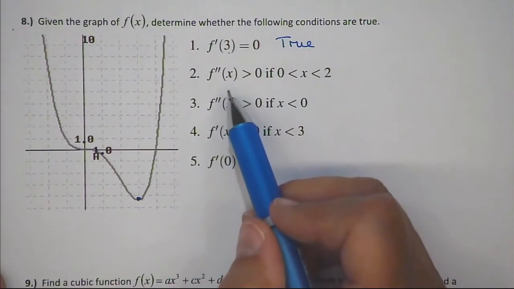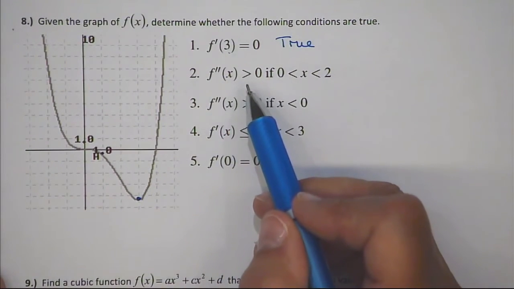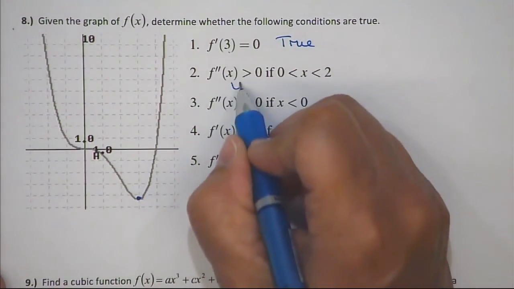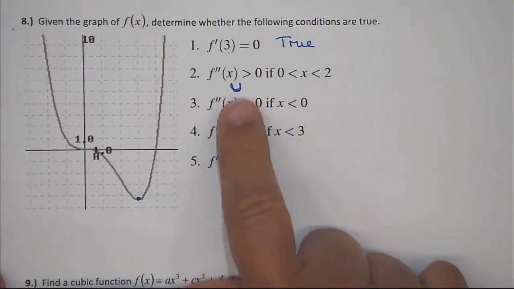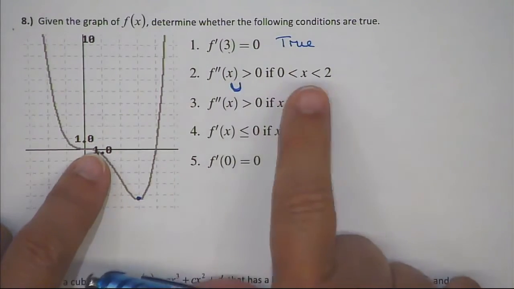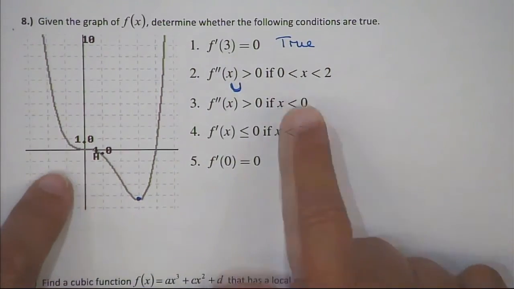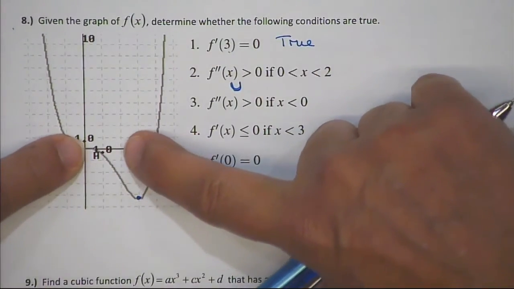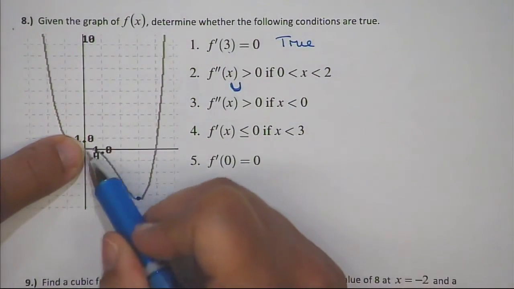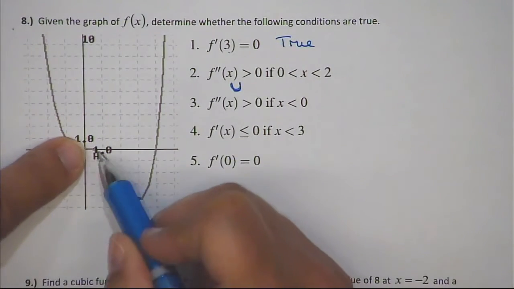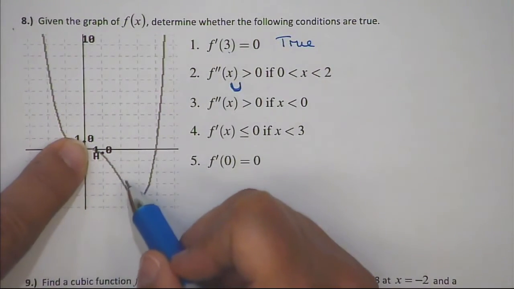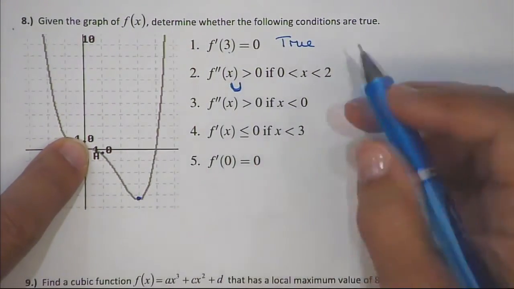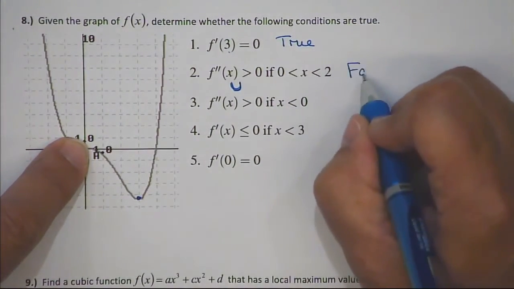All right, number 2. The second derivative is greater than 0. So that means concave up. So is this function concave up between 0 and 2? So 0 and 2, right here. What kind of concavity is this right here? That's concave down, which means the second derivative has to be negative there. So that is false. Okay? The second derivative is less than 0 there.